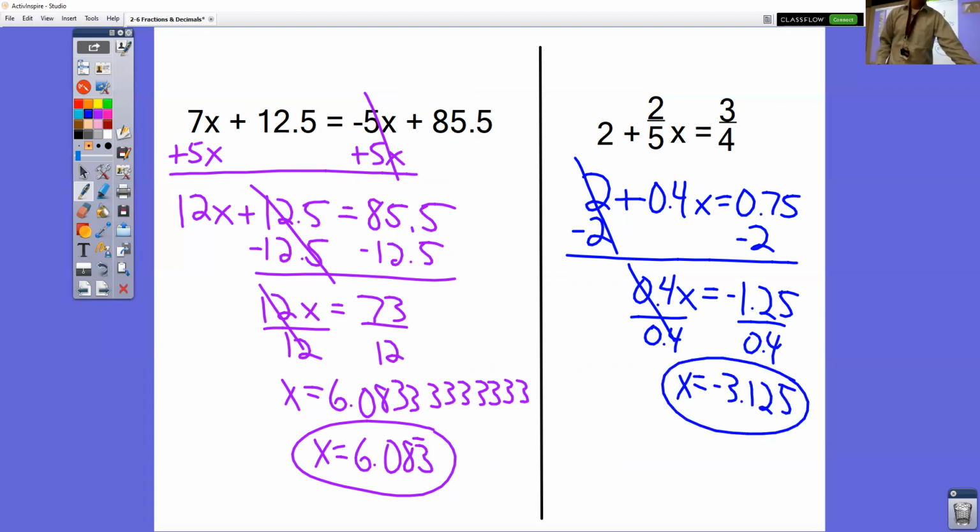So again, anytime that you have a fraction, just change the fraction into a decimal. Do the top number divided by the bottom number to change it into a decimal. And be very careful with your repeating decimals. You have to write down all the numbers and type in all the numbers into the calculator.